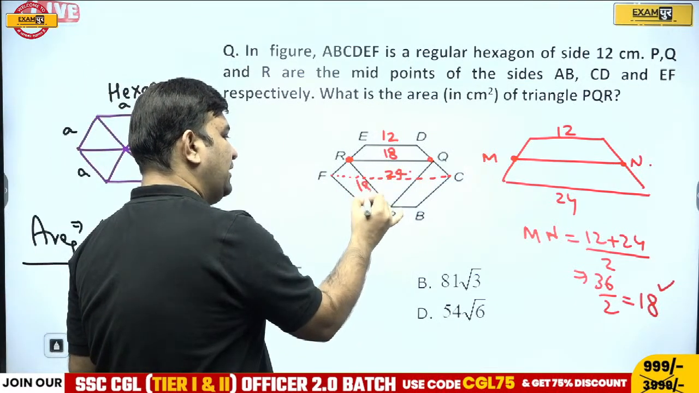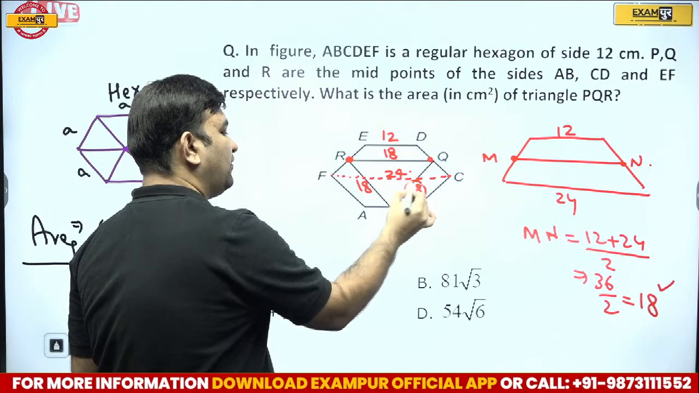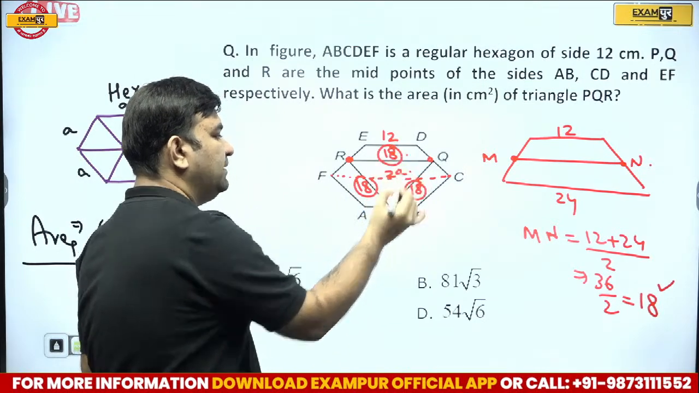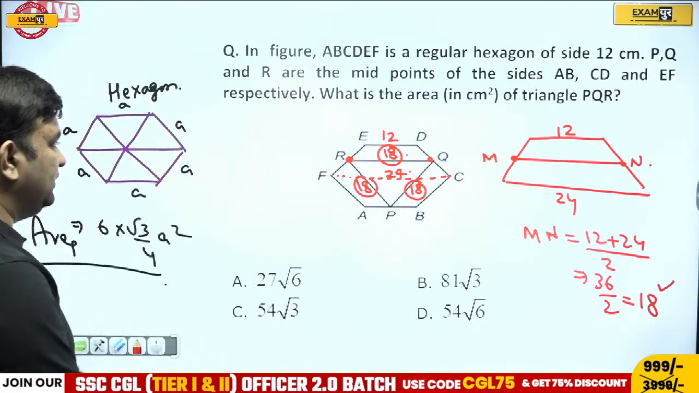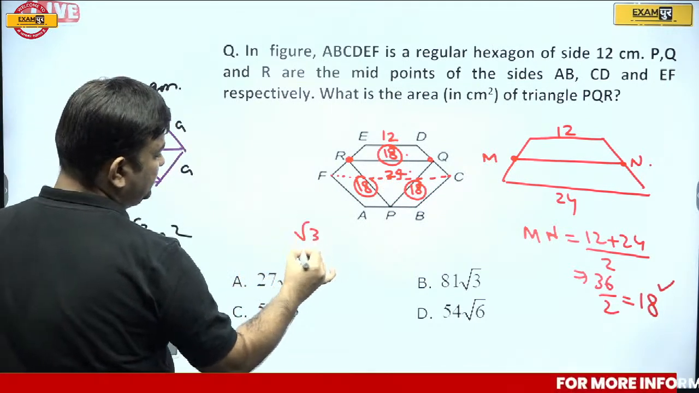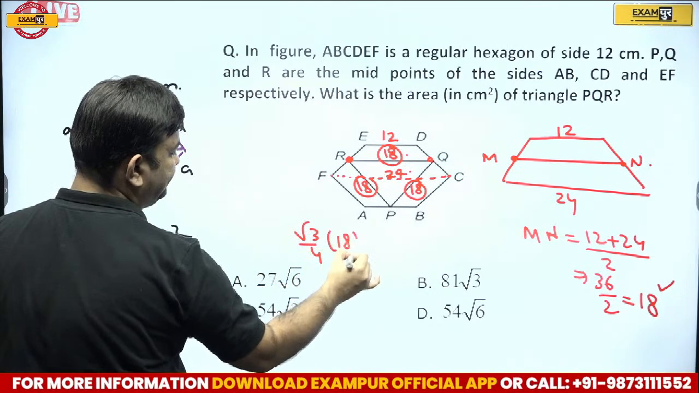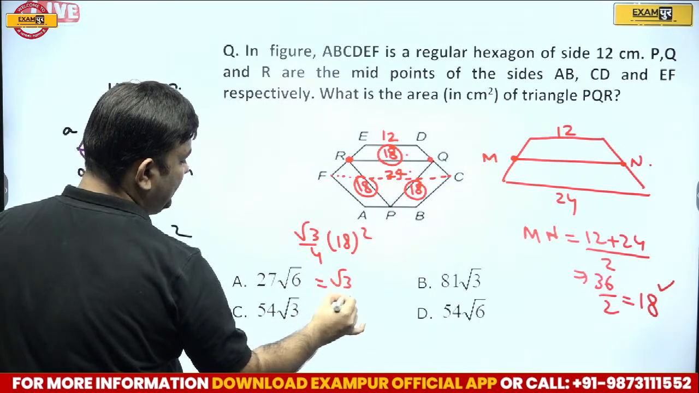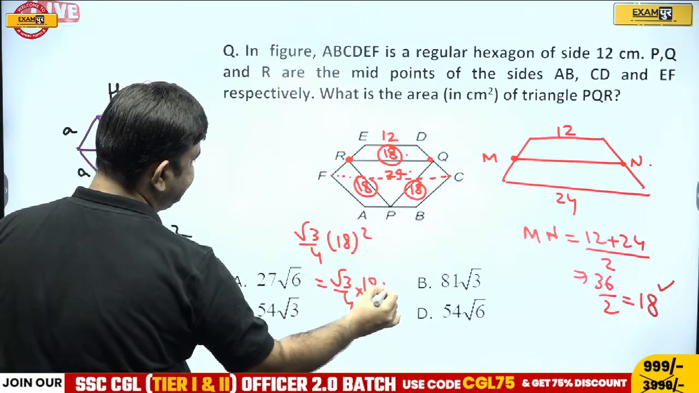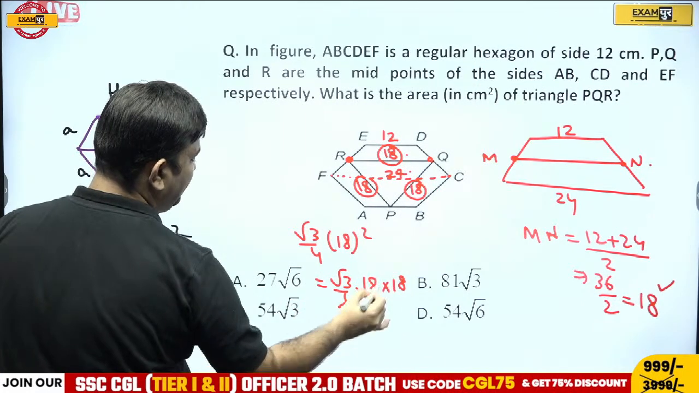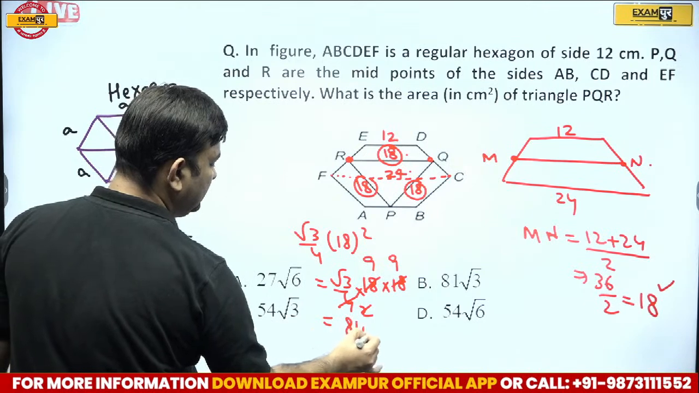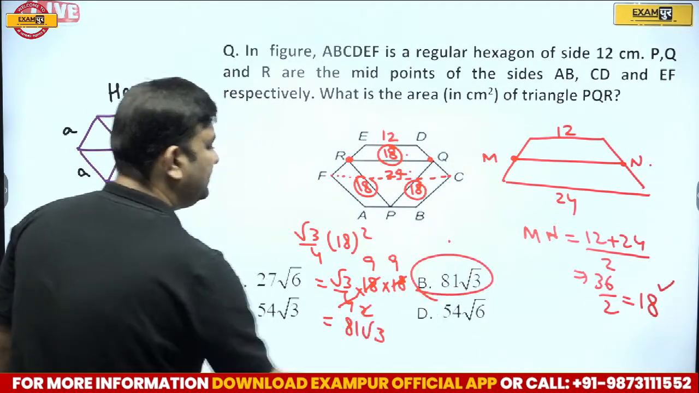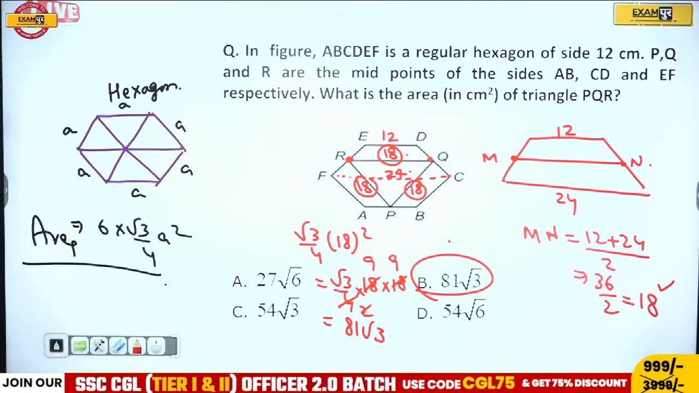So basically I want to tell you that this is an equilateral triangle of side 18. So its area is root 3 by 4 times 18 squared. Root 3 by 4 times 18 into 18, simplify by 2, 9. 81 root 3. Great question.